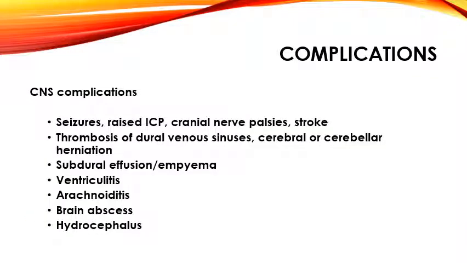Coming on to complications which can be seen in patients with meningitis, we'll see stepwise. First, we are seeing CNS complications which can occur. The first things which are seen as clinical features also are seizures, raised intracranial pressure, cranial nerve palsies, and stroke. Thrombosis of dural venous sinuses, cerebral or cerebellar herniation can also be seen if there is raised intracranial pressure. Subdural effusion or empyema can be seen, ventriculitis, arachnoiditis, brain abscess, and hydrocephalus.